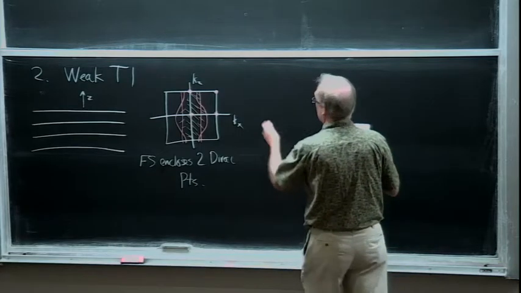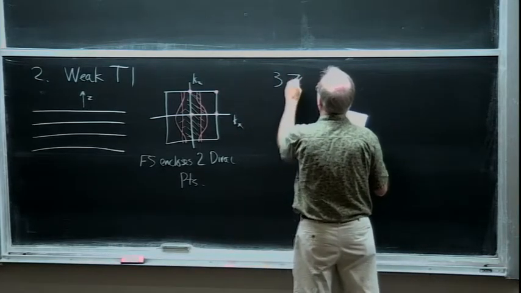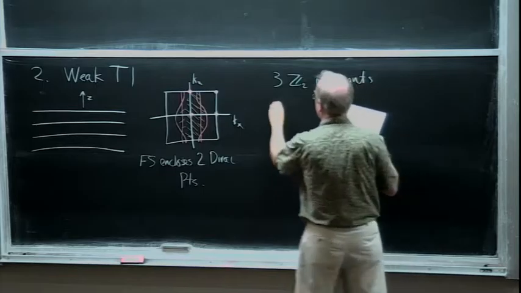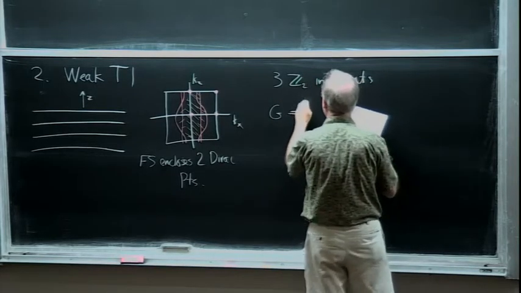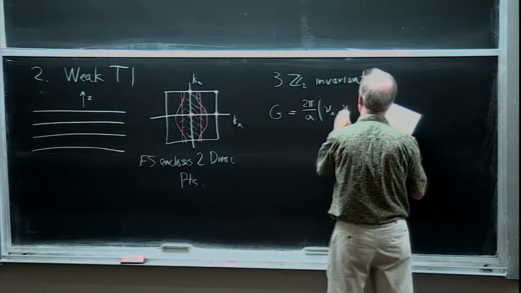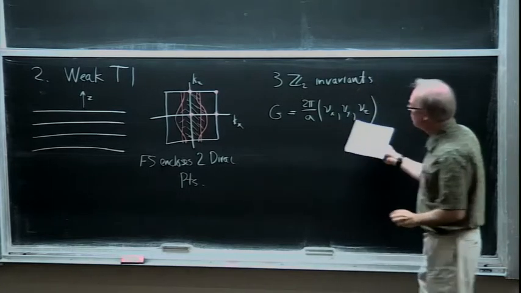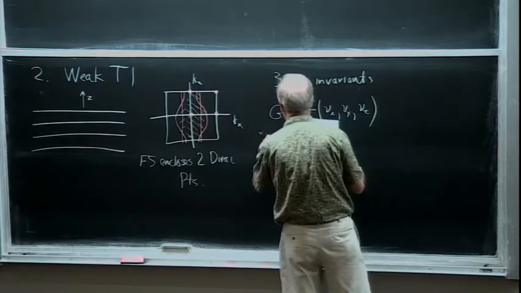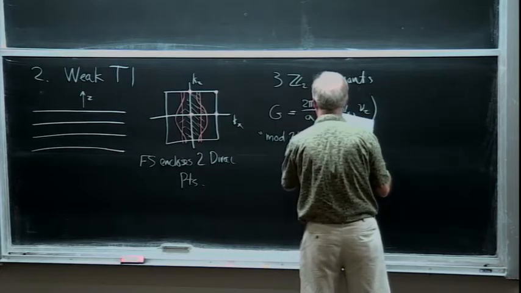And in each case, there's going to be a Z2 invariant for that. So the weak TIs can have three Z2 invariants, which I can imagine forming a kind of reciprocal lattice vector. It's a vector on the reciprocal lattice, but that reciprocal lattice is only defined mod 2, meaning that any two vectors that differ by twice a reciprocal lattice vector are identified with each other. So I can call this a mod 2 reciprocal lattice vector.